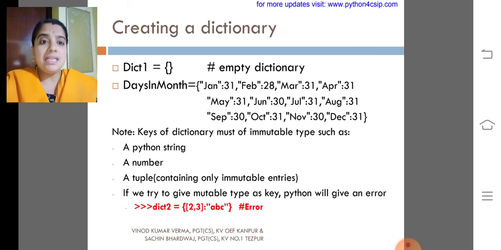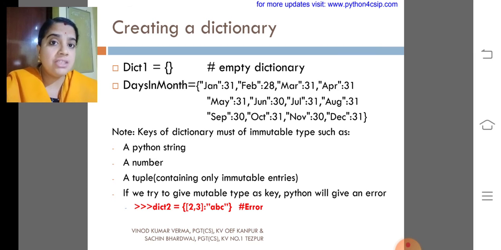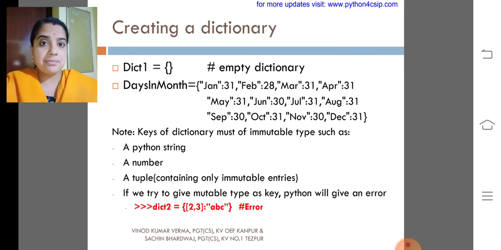Here, a string, a number or a tuple can be a key, since the key must be of immutable type. That means the key should not change in place, whereas values may be mutable or immutable. In a dictionary, we are not supposed to give similar keys. Keys must be unique. So, my dear children, I am giving the two points for a key: the key must be immutable and unique.